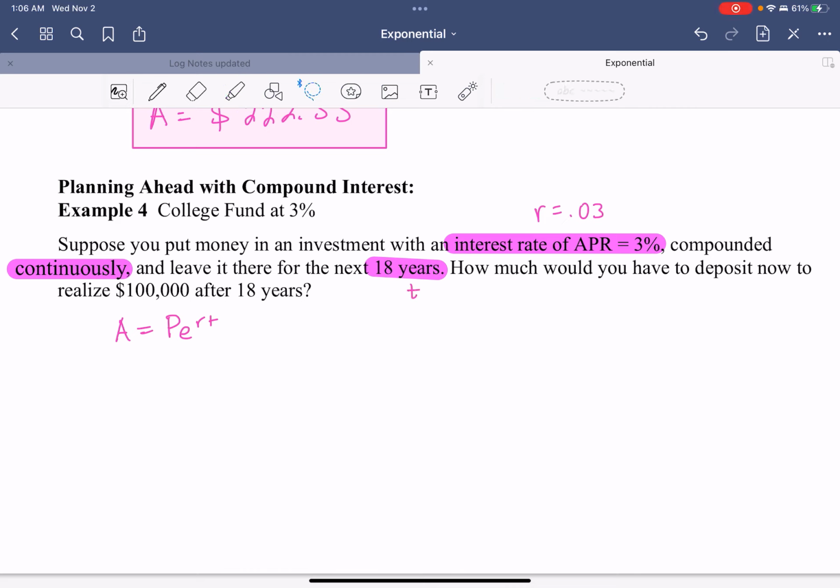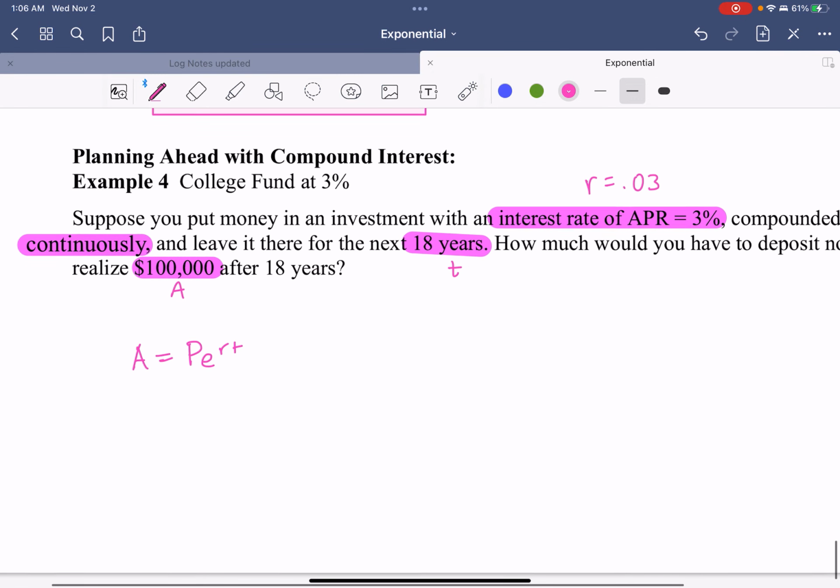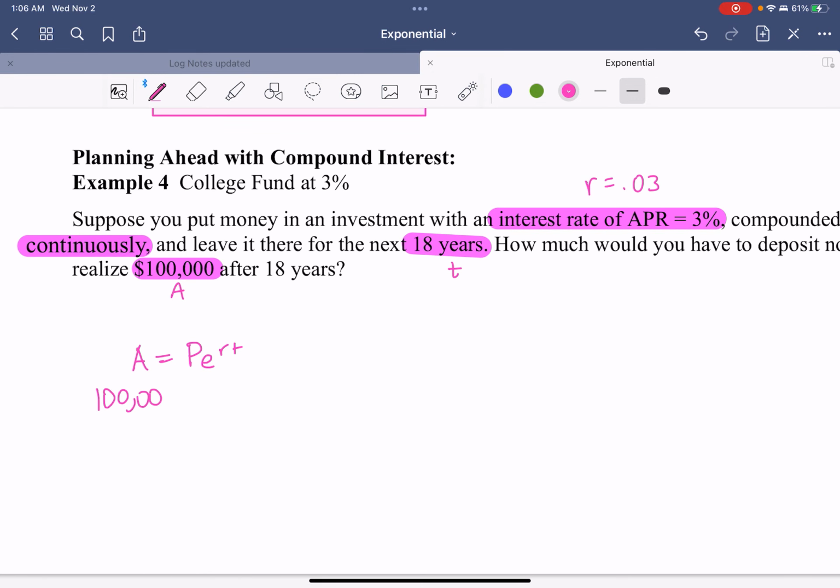And how much money would you need to deposit to have $100,000? So that $100,000 is what they want to have at the very end, and they want to know, what do I have to invest up front to get that amount after 18 years? So this will be 100000 equals, and we don't know P, times e to the power of 0.03 times 18.